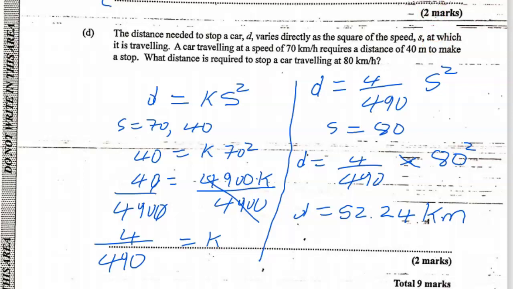Actually, the distance should be in meters, sorry. So 52.24 meters. Note that the distance in the original is given as meters. So of course, 52.24 meters.